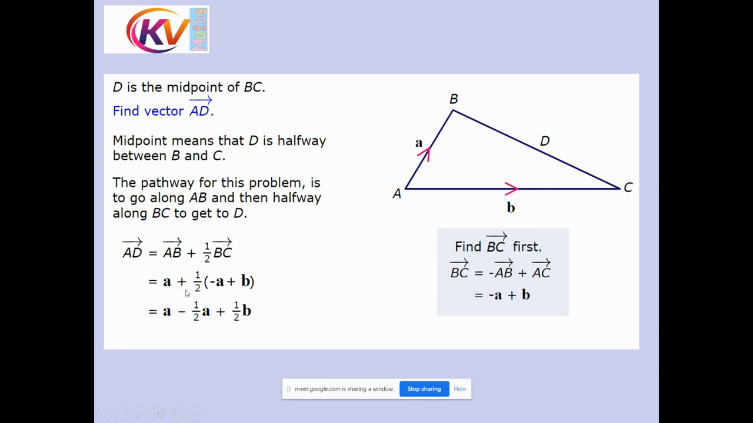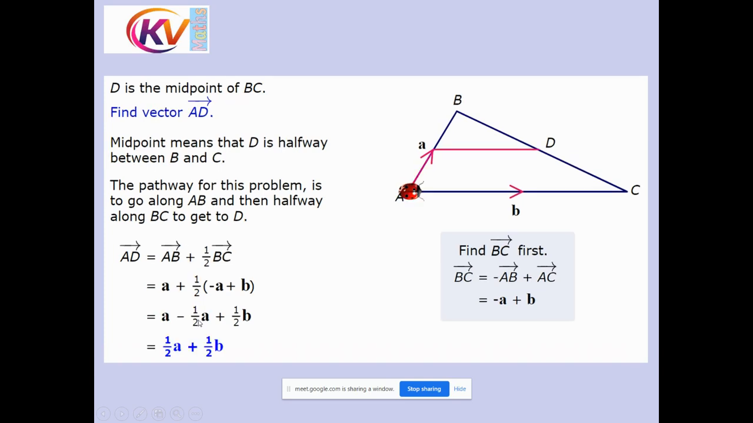That's going to give me A, and then a half times negative A will give me negative a half A, and a half times B gives me plus a half B. And then if I simplify that, I've got A minus a half A, giving me a half A plus a half B. And I'm done.